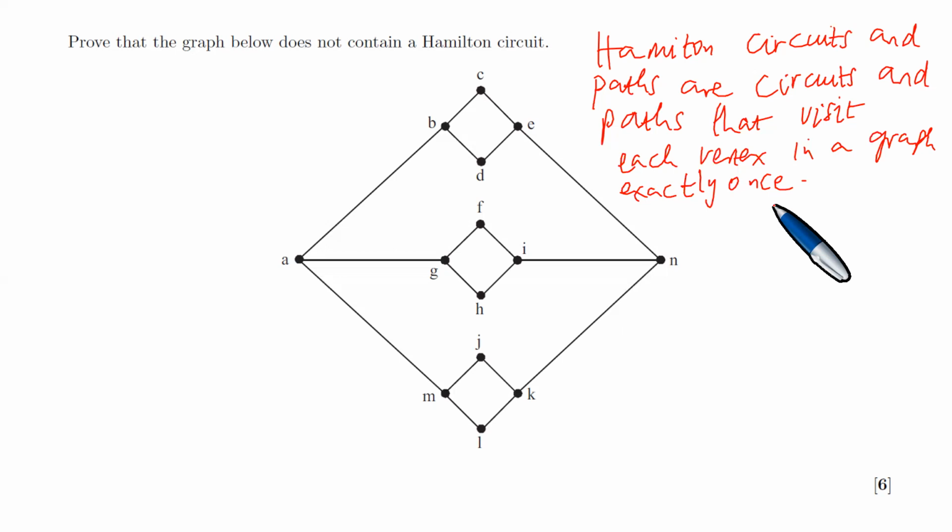So note that. So we continue. Prove that the graph below does not contain a Hamilton circuit. Let's prove this. How do we even prove this? Too easy to prove. Right, here's a solution to the question. What is the solution to this question?